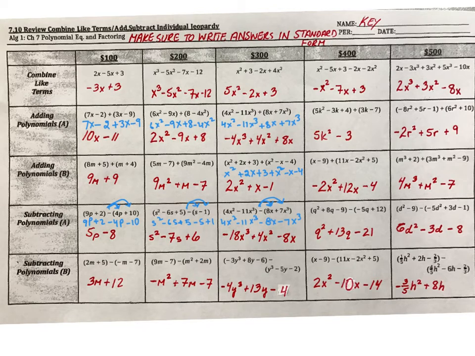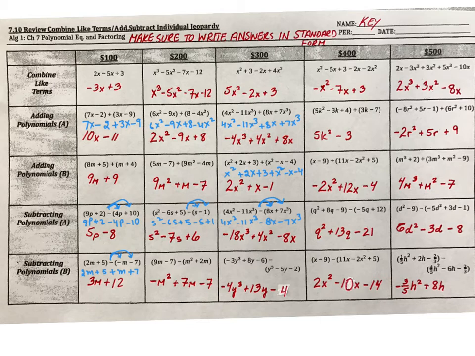Subtracting polynomials letter B, and I'm doing this problem first. Rewriting it: 2m plus 5 and plus m plus 7, because you're distributing the negative inside. So when you distribute, the negative times negative m is positive m. Negative times negative 7 is positive 7. When you combine 2m plus 1m is 3m, and 7 plus 5 is 12.